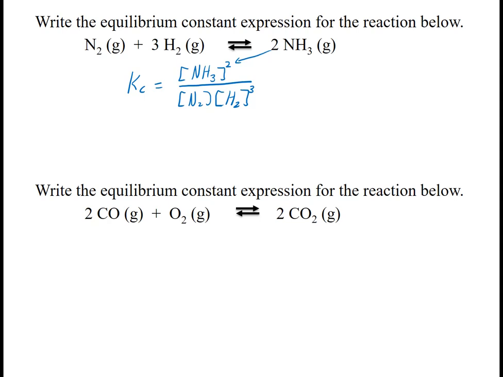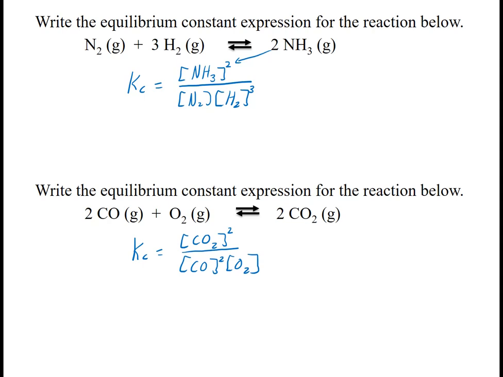Okay, we have 2CO plus O2 goes to form 2CO2. Again, my left-hand side is Kc, and I have the concentration of CO2 squared, divided by the concentration of CO, carbon monoxide, squared, times the concentration of O2. And that's all I have to do to write that expression.